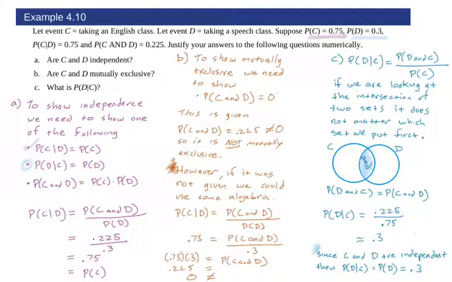We could have also shown, since C and D are independent, that we could have used one of the reduced formulas here, specifically this one. The probability of D given C is equal to the probability of D, which is 0.3. So that's a nice little shortcut if we're using some of the formulas.